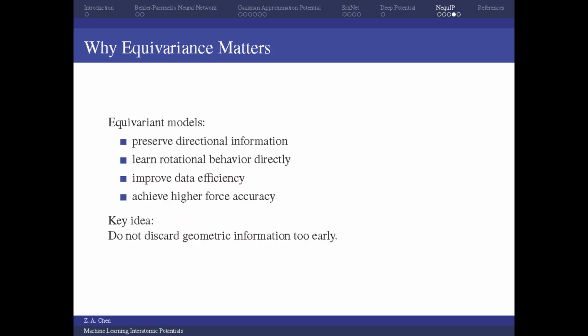One important idea here is that NequIP does not discard directional information too early. Instead, geometry information is preserved throughout the network. This significantly improves data efficiency and force accuracy.